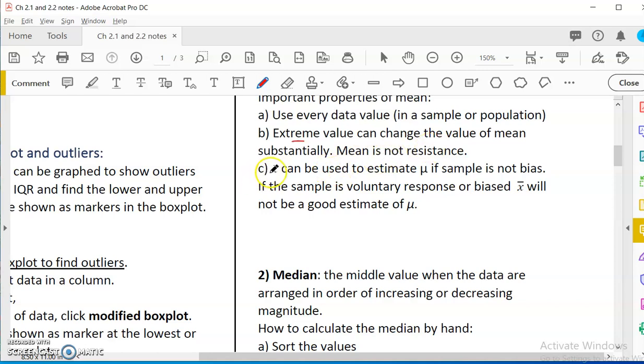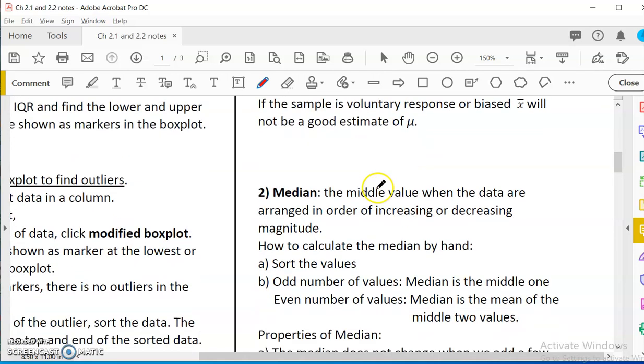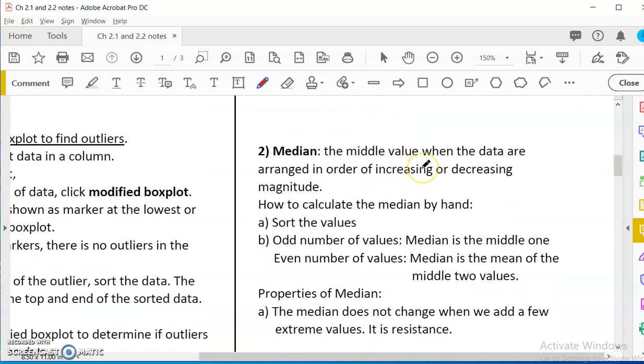The third property is that if you calculate a sample mean, your goal is to use it to estimate mu, because you might not be able to do a census. You can use it if your sample is not biased. But if your sample is biased, such as a voluntary response sample, then x bar is not a good estimate for mu. X bar is just x bar. It just represents the average of those sample values.